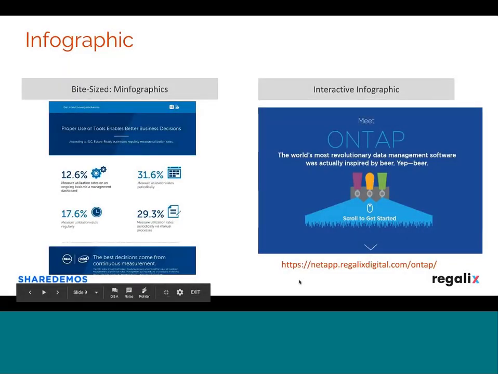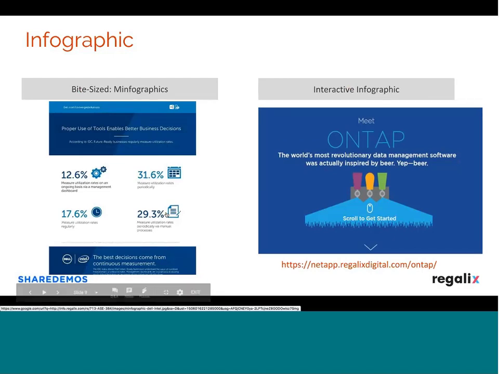Yeah, infographics. There are a lot of variations of infographics coming in this industry, and obviously there's no standardization as such, but you need to understand what exactly you want to convey. So I'll take a case here. On your left-hand side, you see a Dell minfographic. That's a different term, mini infographic. These are bite-sized content.